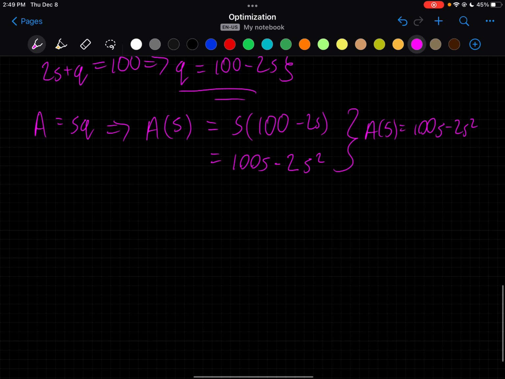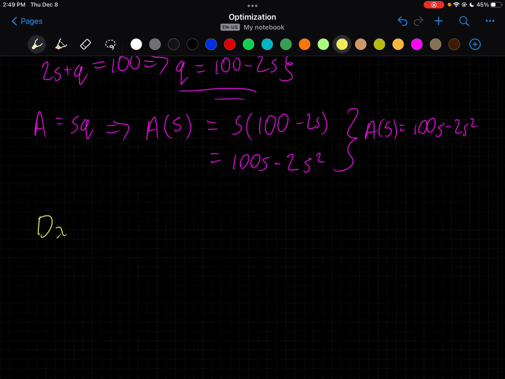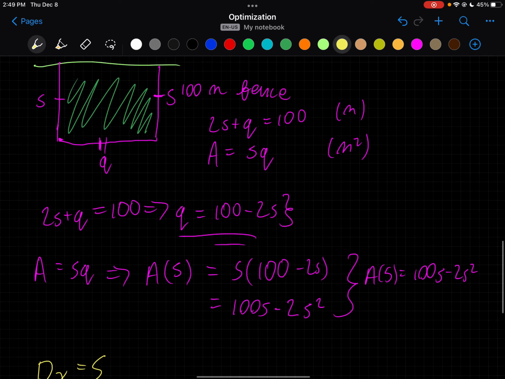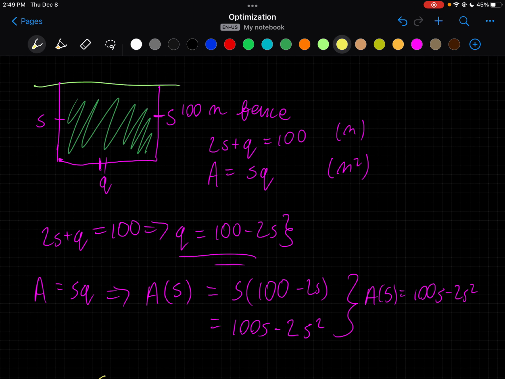Okay, so now let's introduce our feasible domain. We need a different color for the domain. Domain of S, well, okay. Let's think here. Let me use set builder notation as well. Let's look at the picture. Let's say I already bought 100 meters of fence. Now I have to construct two walls that are congruent and one wall that connects them.